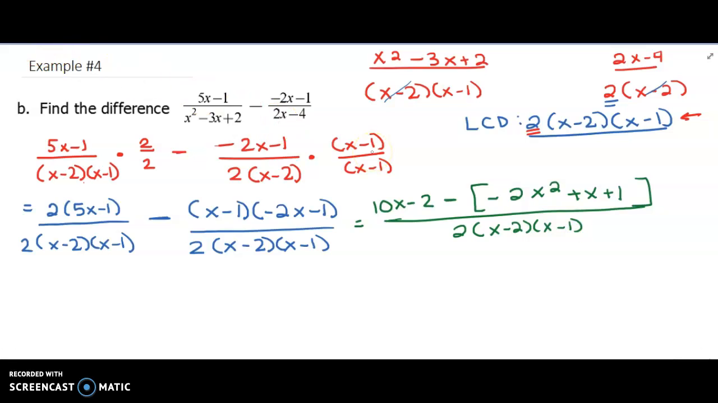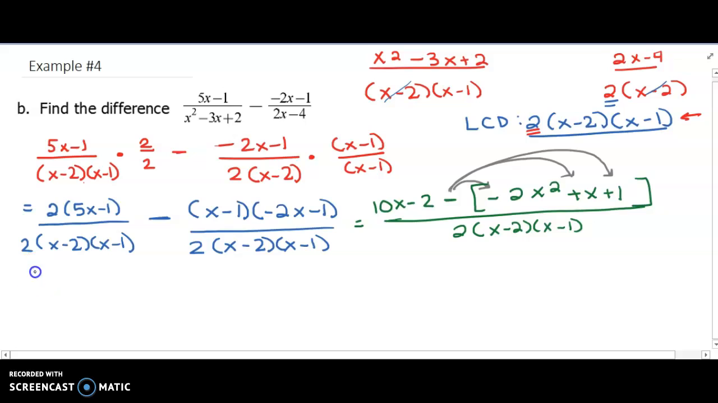All right, so I am subtracting this. One of the biggest things missed is that some kids don't distribute this negative through. So we do want to distribute this minus through. We're subtracting the whole thing. So if I rewrite this, 10x minus 2 plus 2x squared minus x minus 1 over 2(x - 2)(x - 1).